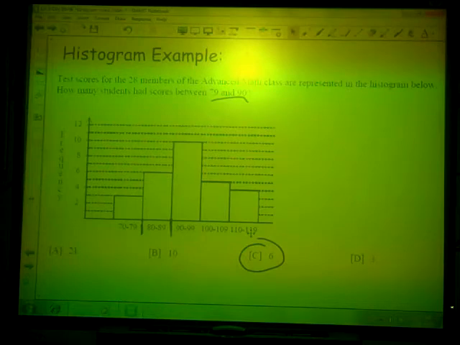So we're looking for how many students had scores between 79 and 90, and here's where your bunch would be. So we're showing a history of the scores. How often did that occur? In this case it was 6 times.